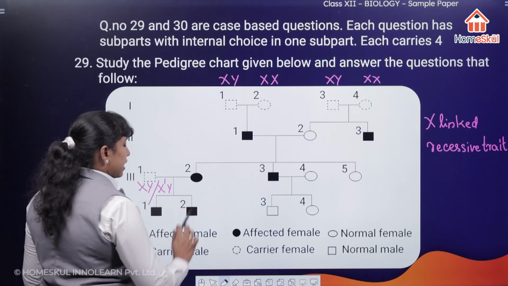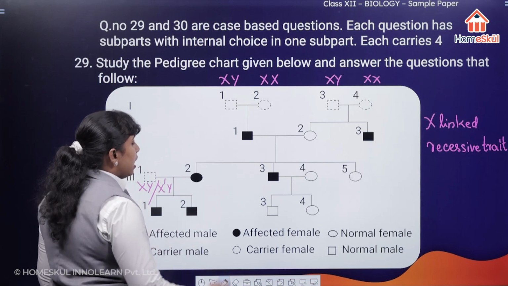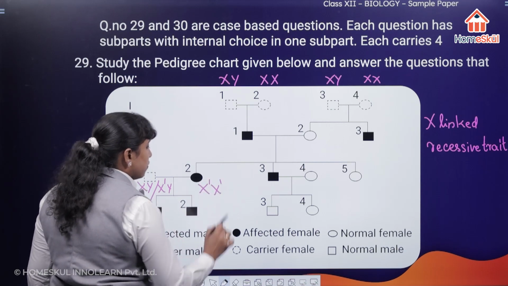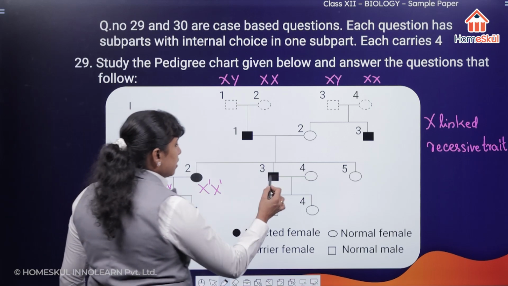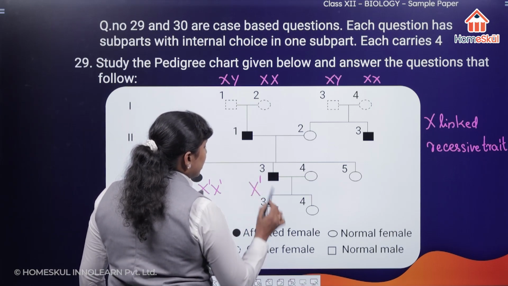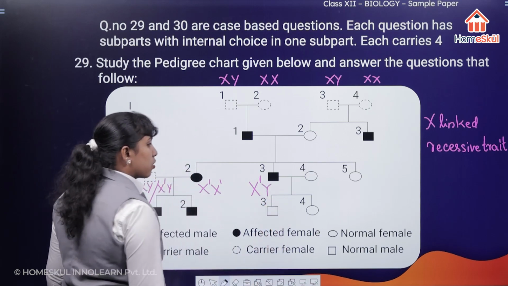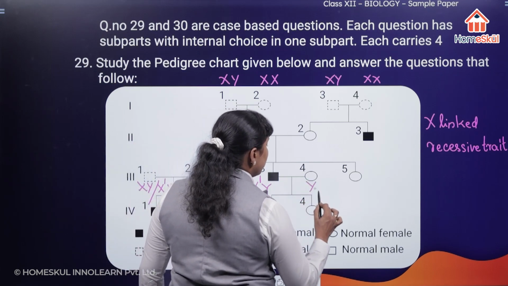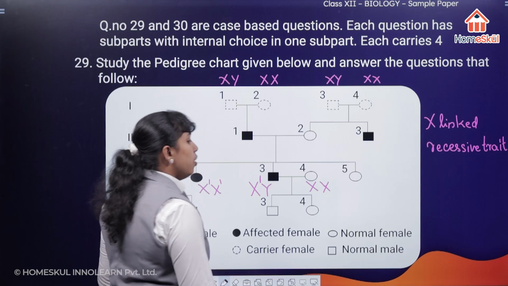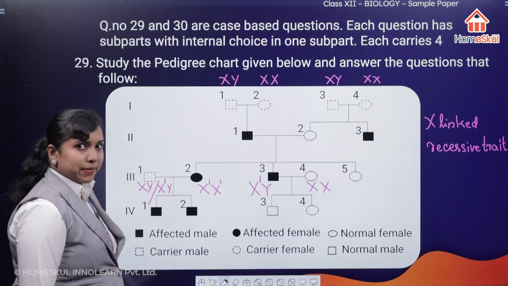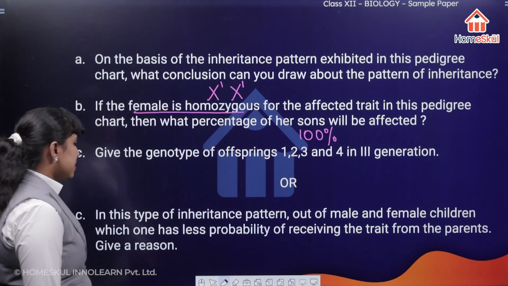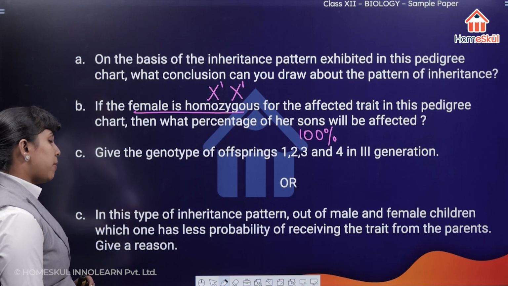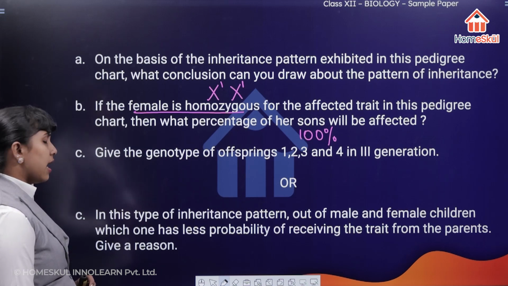And here the second individual, she is affected, right? That means she is having both the defective X chromosomes. Then the third individual will be having a defective X chromosome and a normal Y chromosome because he is affected. And the fourth one here, she is not affected. That means she is having two normal X chromosomes. Okay, clear, right? Then next, in this type of inheritance pattern, out of male and female, which one has less probability of receiving the trait from the parents, and give a reason.